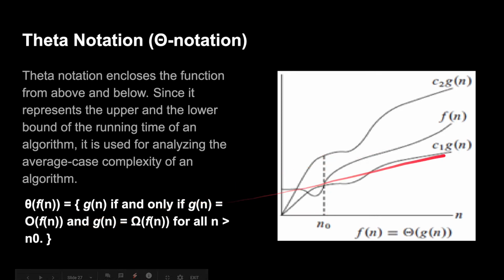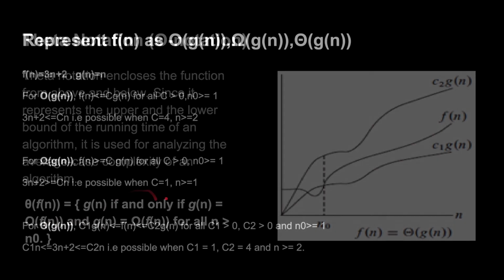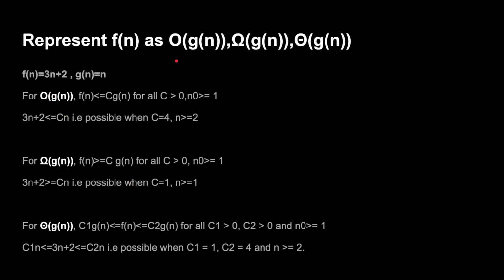Then only the condition is satisfied, that is this. Now, how to represent f of n as big O of g of n, omega of g of n, and theta of g of n. Let's see by the example over here.